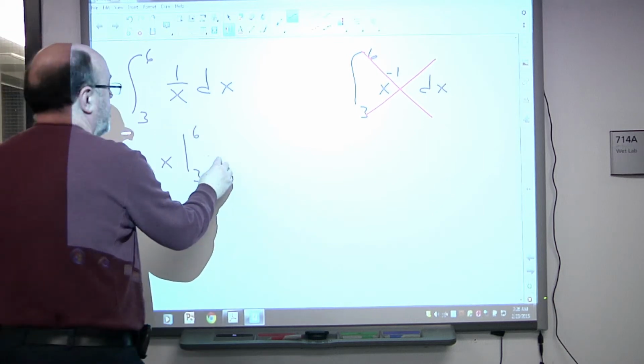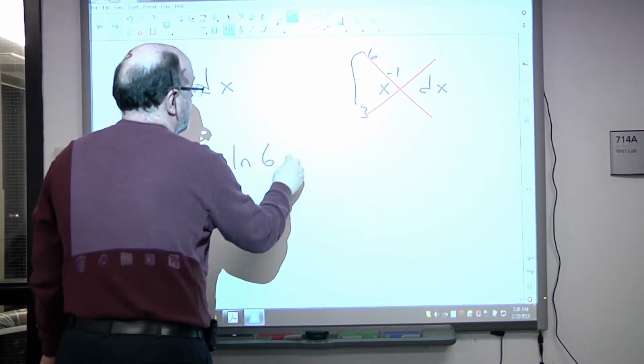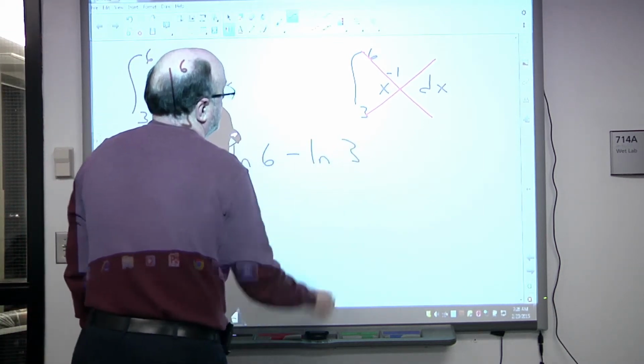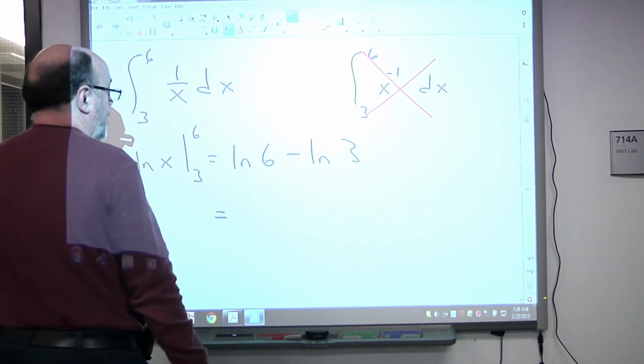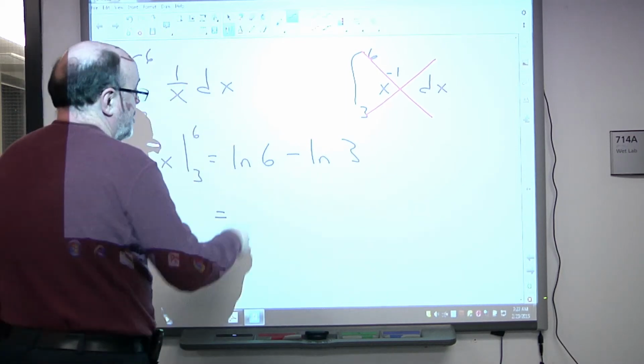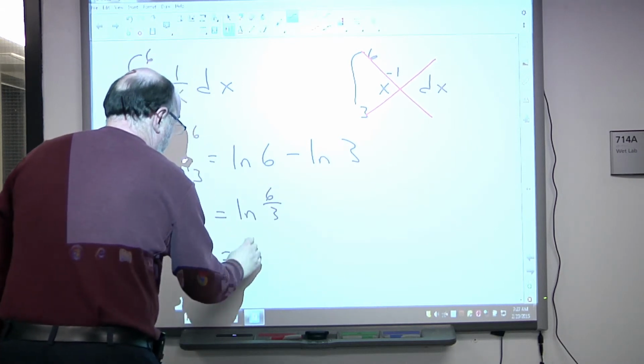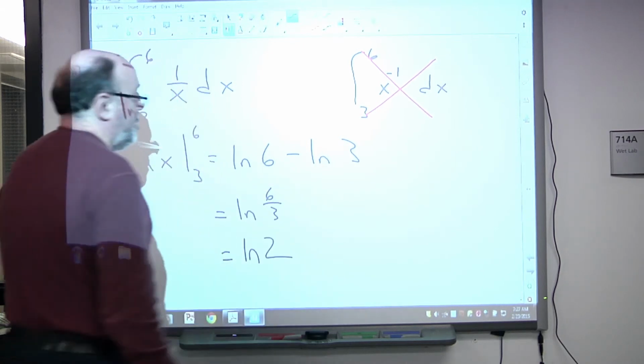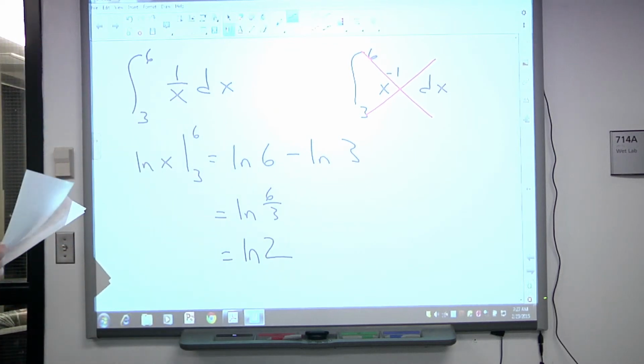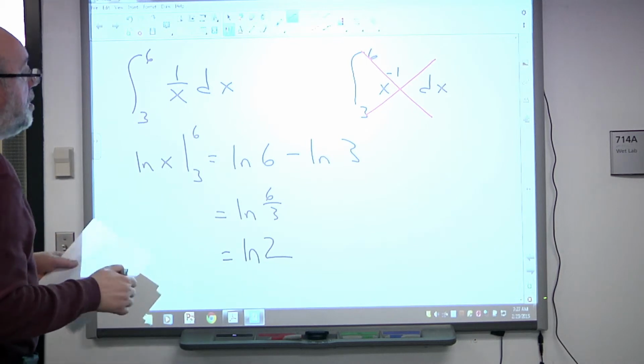And so this will be the natural log of 6 minus the natural log of 3. By properties of logarithms, this becomes the natural log of 6 over 3, and so this will just be the natural log of 2. Okay. All right. A couple more.